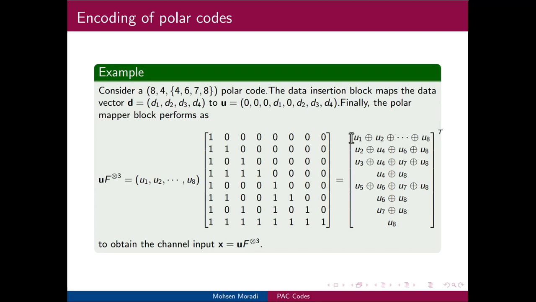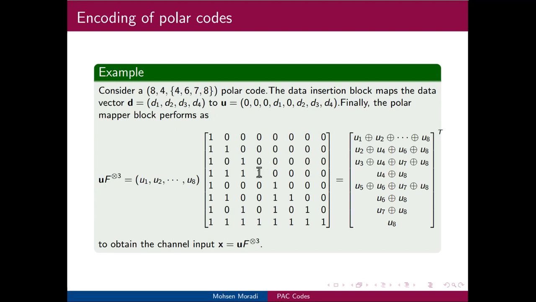So if we receive a noisy version of x1, it is very difficult for us to understand what u1 was. Because of that, we don't send a data bit in u0. We freeze it to 0. But u4, u6, u7, and u8, we use them.